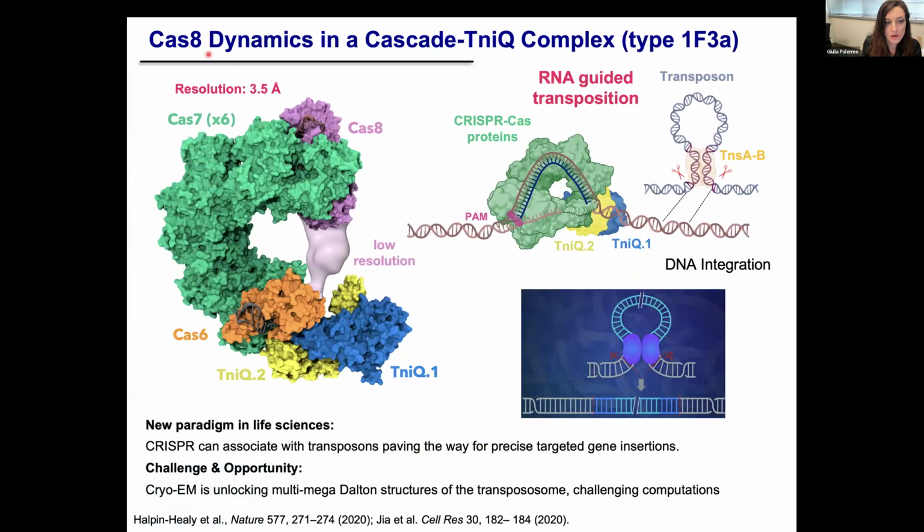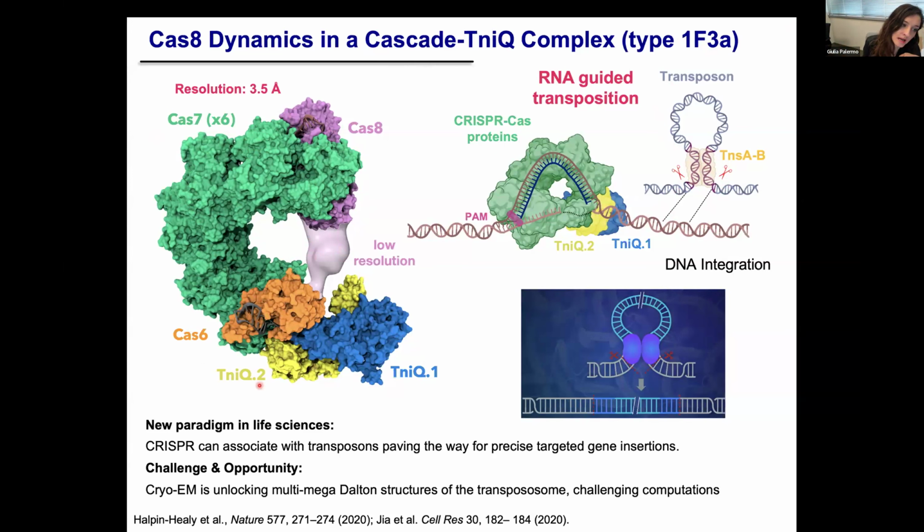So here you can also see the process much better. Here you have the CRISPR-Cas complex, you have additional transposition proteins. This is the transposase that brings the piece of DNA that we want to insert at a specific site. And the first system we decided to study is the type I-F3, so-called Cascade-TniQ complex. Cascade is this complex of multiple Cas proteins in complex with TniQ.